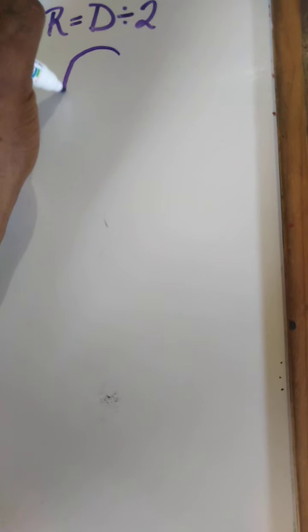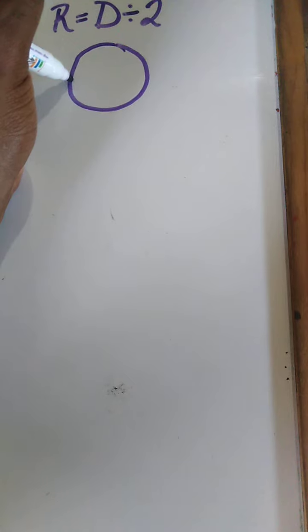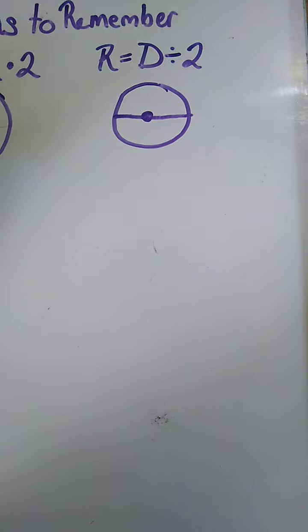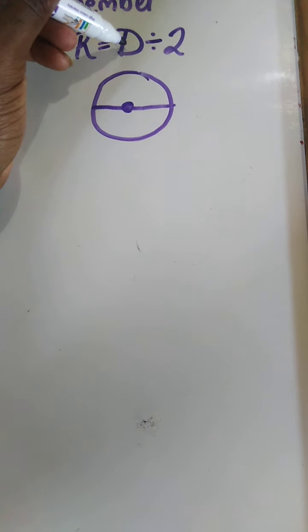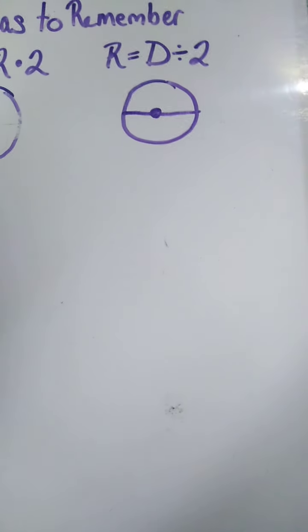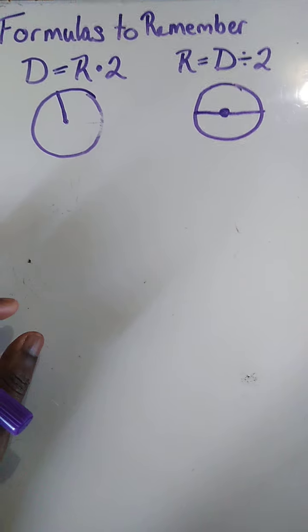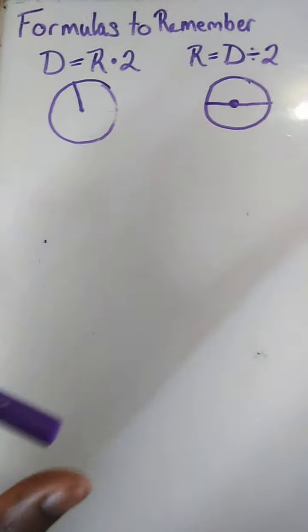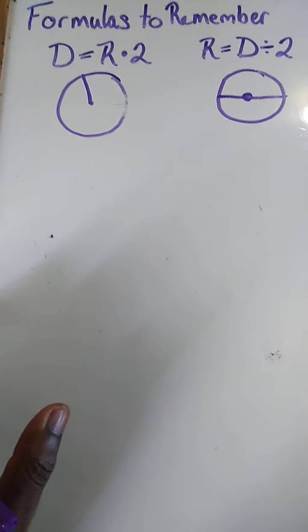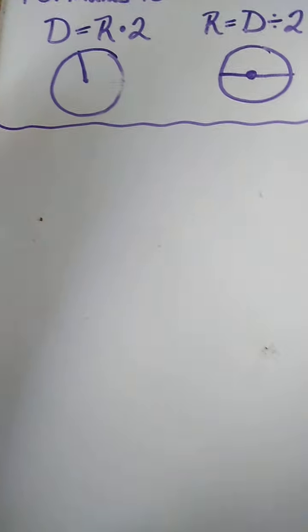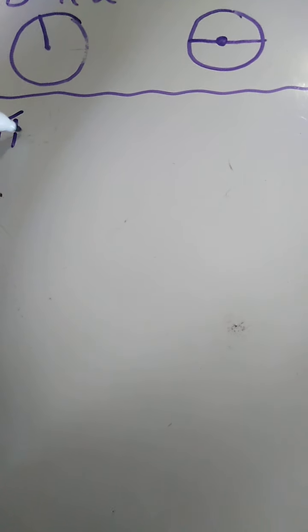Inversely, if you have the diameter, which is going from one side, crossing through the center, and then going to the other side, then you do diameter divided by 2 in order to find the radius. So that's just something that we already reviewed. If you want more explanation on it, you can check out the other video that I have here on YouTube. Now, moving forward, we were talking about finding the circumference.